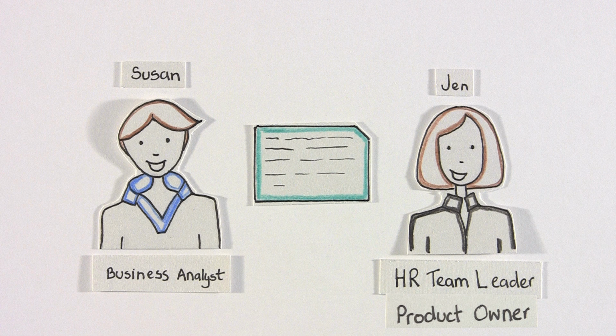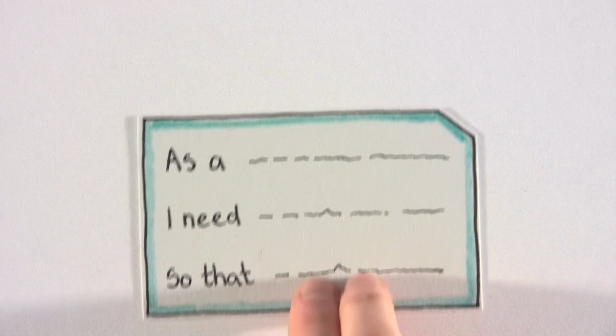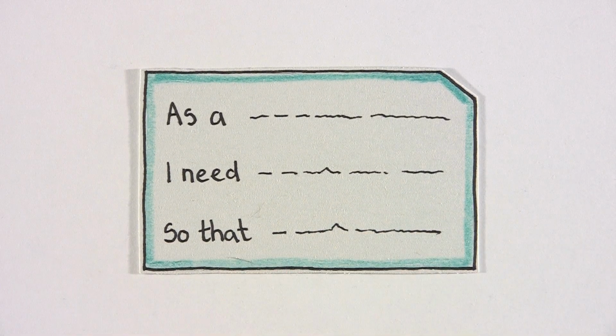One of the stories that Susan captures is, as a team leader, I need to see the performance reviews of my team members so that I can have a conversation with them about their performance. Do you notice the structure that Susan is using? As a, I need, so that.